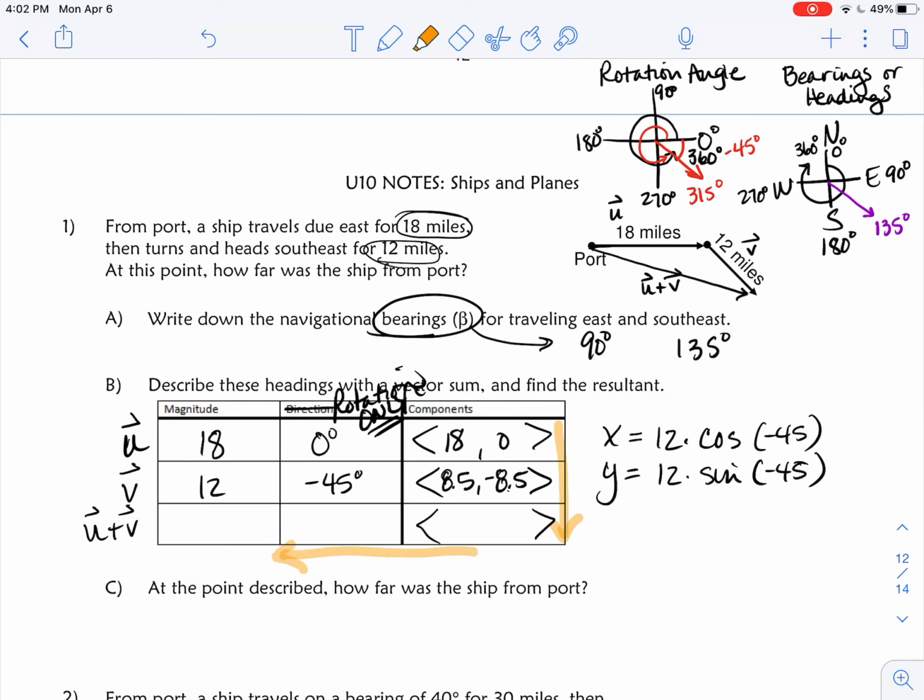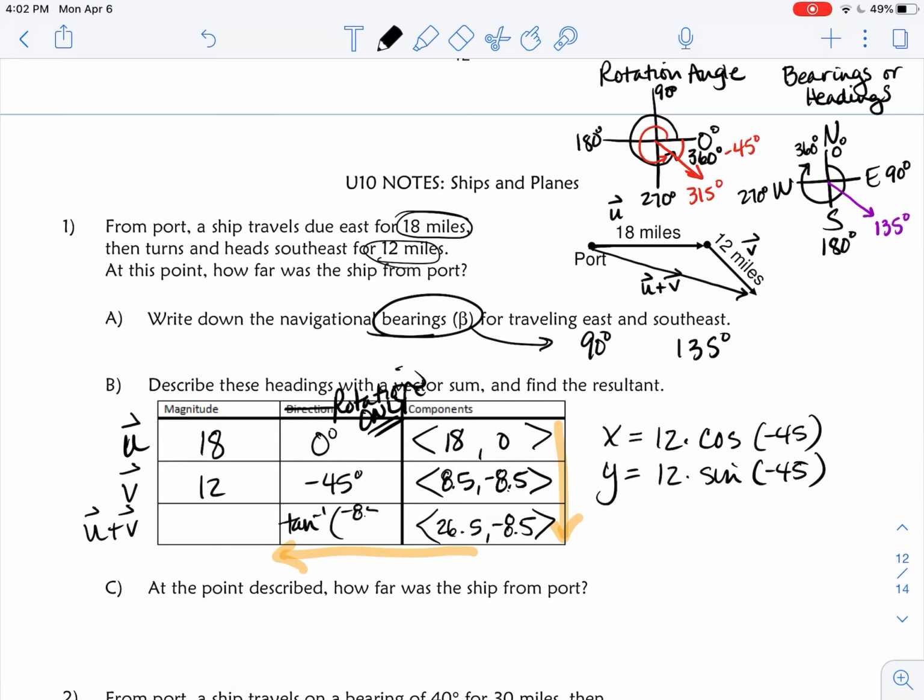Now I want to find the resultant, and so to do that, we use this chart the same way we've done before. We're going to add these down and then work it left. So 18 and 8.5 is 26.5, negative 8.5. Those are the components of the resultant vector. And if we look at it, it's moving to the right 26 and down 8.5. And so that makes sense.